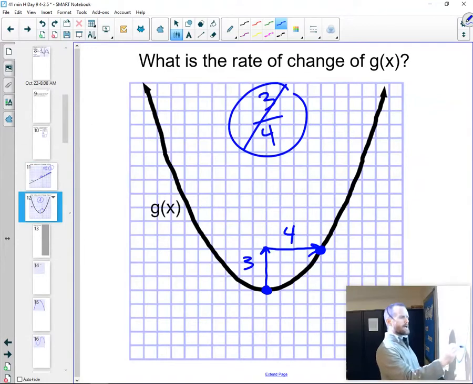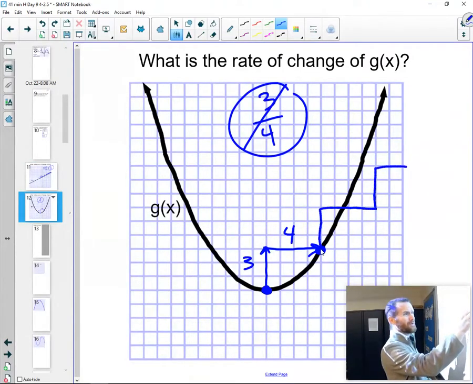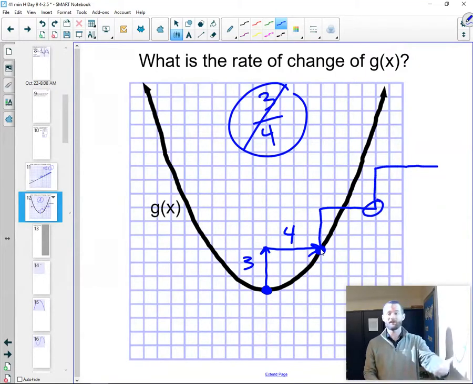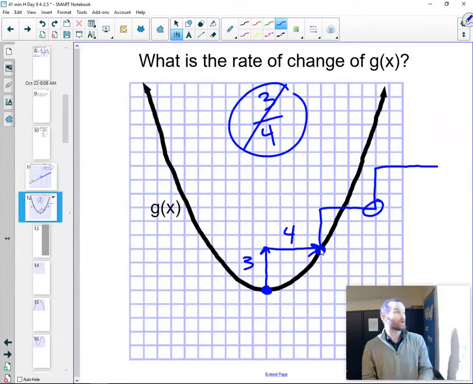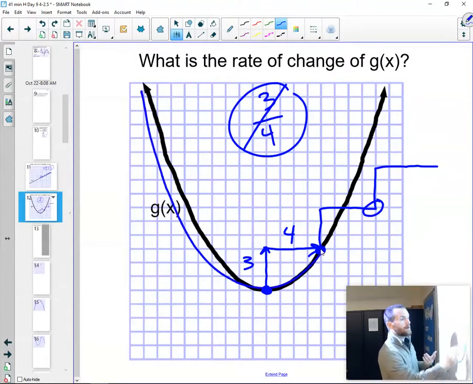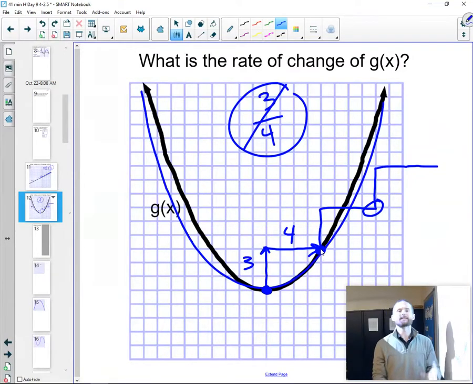But let's see what happens here. We go up 1, 2, 3, 1, 2, 3, 4, 1, 2, 3, 1, 2, 3, 4. I mean, right away with that first point, we're off the function. So the rate of change of a parabola is not constant. Another way to say that is that the rate of change is constantly changing, which is why we get a curve instead of a nice line, a linear function.